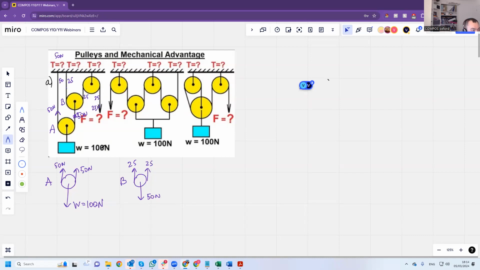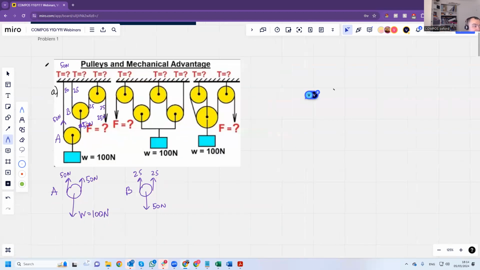Well, it doesn't. The tension force is, the weight is 100. The tension force is 50, 50, 25, 25, 25. What do you mean, Mark? Do you mean why are they balanced? Because we assume that the pulley is moving at constant velocity.